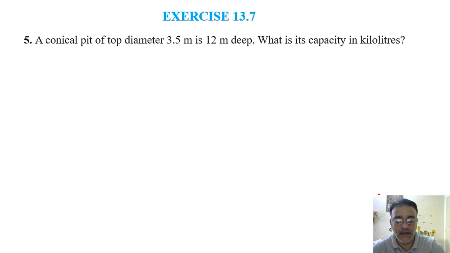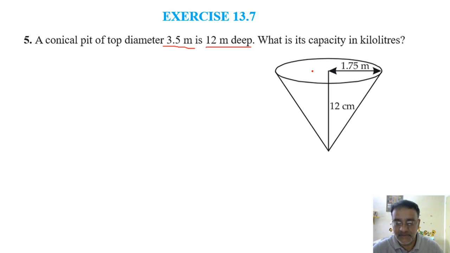A conical pit of top diameter 3.5 meter and it is 12 meter deep. What is its capacity in kiloliters? Okay, so the diameter is given. This is the rough figure. This is not mandatory. Okay, the diameter of pit is 3.5 meter.